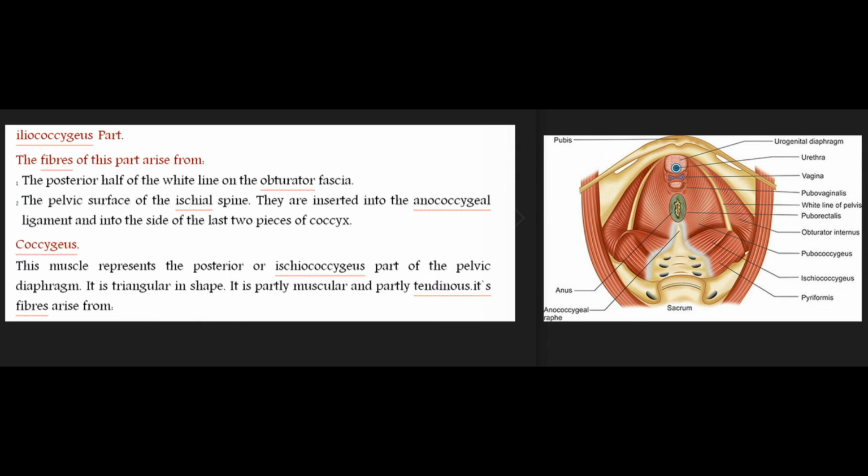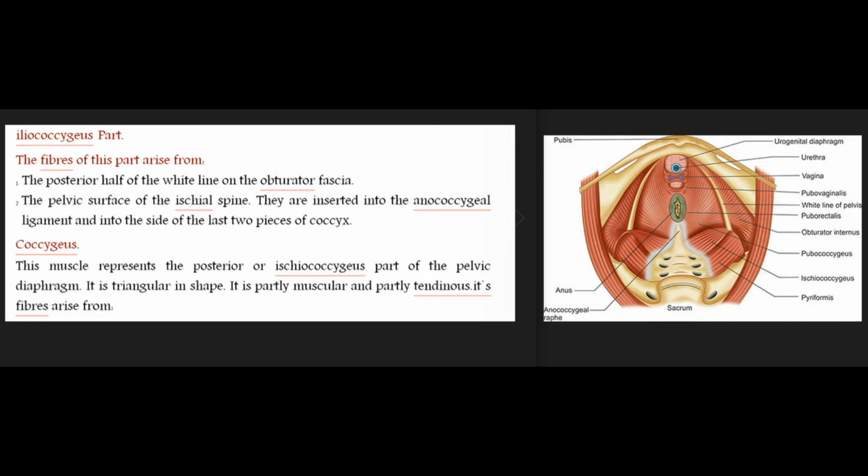Iliococcygeus part. The fibers of this part arise from 1. The posterior half of the white line on the obturator fascia. 2. The pelvic surface of the ischial spine. They are inserted into the anococcygeal ligament and into the side of the last two pieces of coccyx.